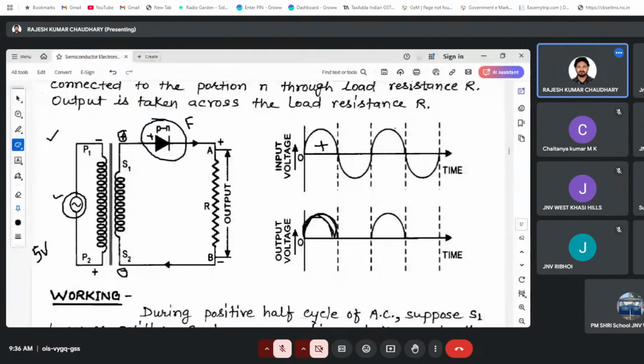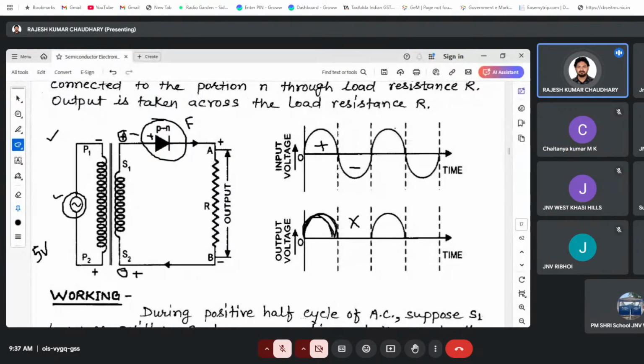But in the second half cycle, that is the negative one, this side becomes negative and this becomes positive. So in this case it will be in reverse bias, and because it is in reverse bias, it will behave as an insulator. You know that an insulator cannot conduct electricity. So we will not be able to receive any waveform.